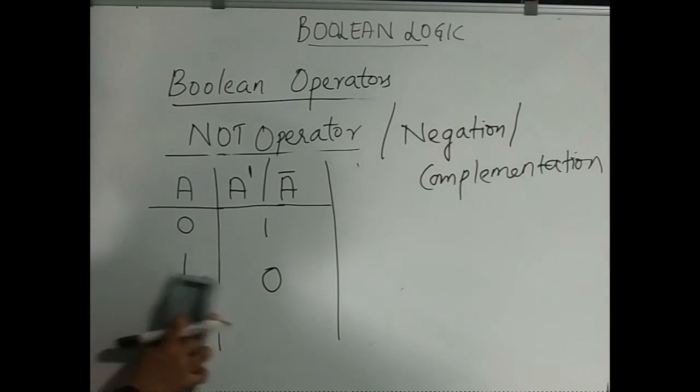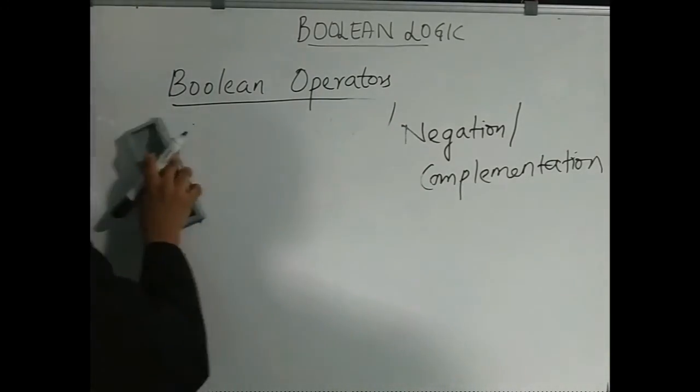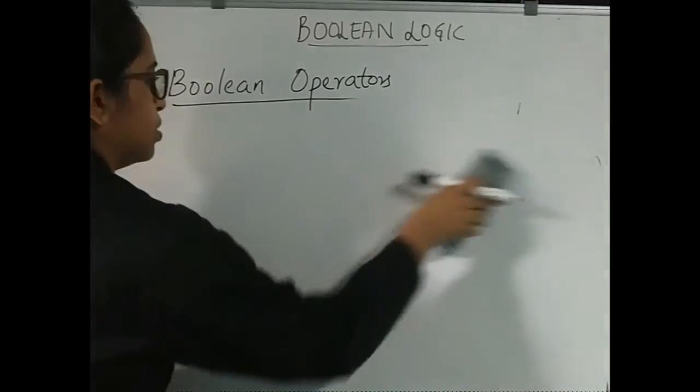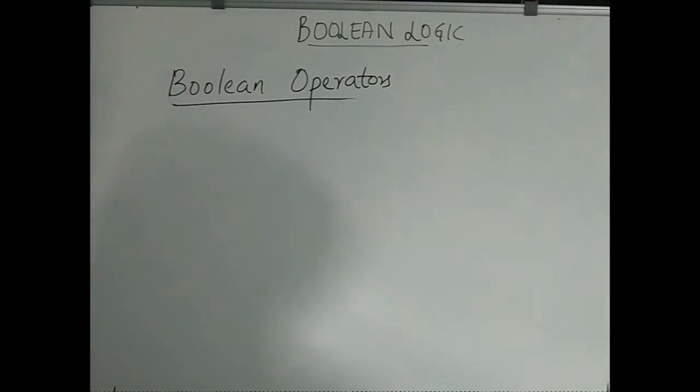Now let us move on to the truth table. How do we create the truth table? This is just a simple truth table for different operators. Now if we are given a Boolean expression, how will we write the truth table?